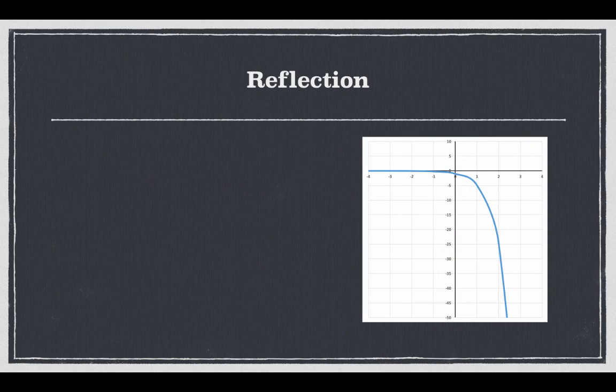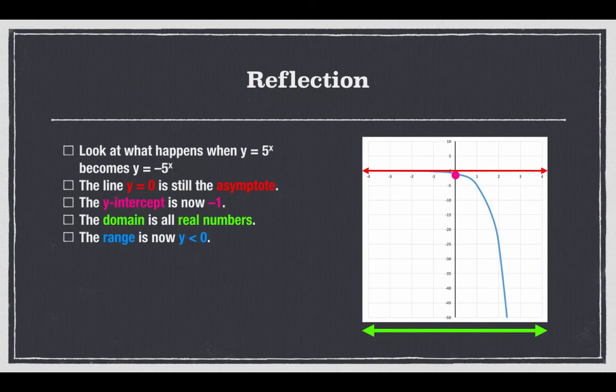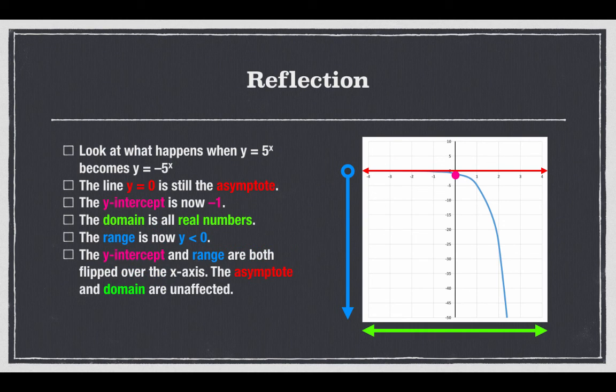Now, if I reflect instead, that means I'm flipping it over the x-axis, so it is going down instead of going up as I go to the right. I write that as y equals negative 5 to the x. The asymptote is still y equals 0. That hasn't changed. The y-intercept is now y equals negative 1 because that flipped over the x-axis as well. So it now has a negative y-coordinate. The domain is still all real numbers, and the range has now flipped, and it is now y is less than 0 instead of y is greater than 0. So the y-intercept and the range changed because of that reflection, but the asymptote and the domain did not change.